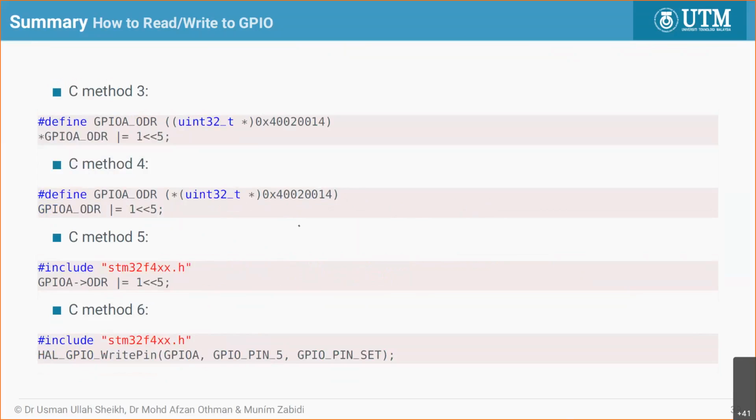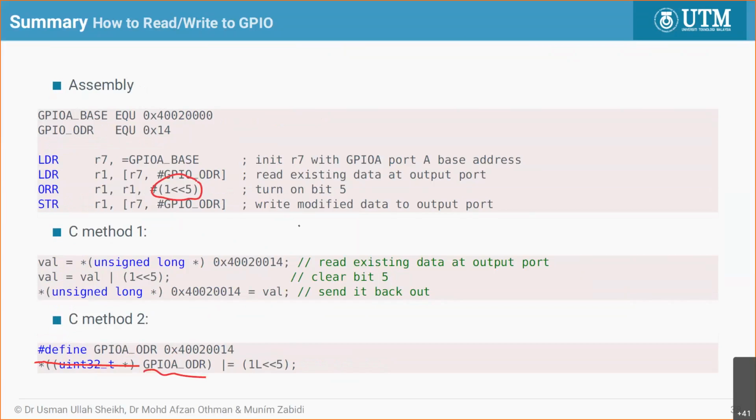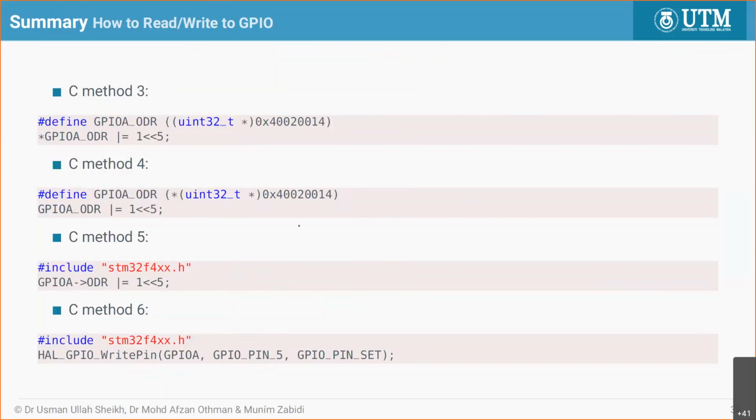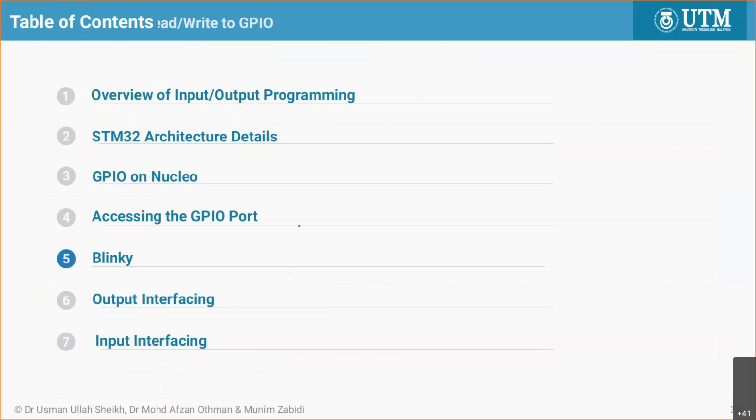Okay, so it depends on where you put your star actually. So method 2, 3, and 4 is actually the same. It's where you put the star. So probably if you compile these 3 lines, method 2, 3, and 4, maybe the compiler still generates exactly the same code. We have method number 5, and then finally method number 6 is using HAL.